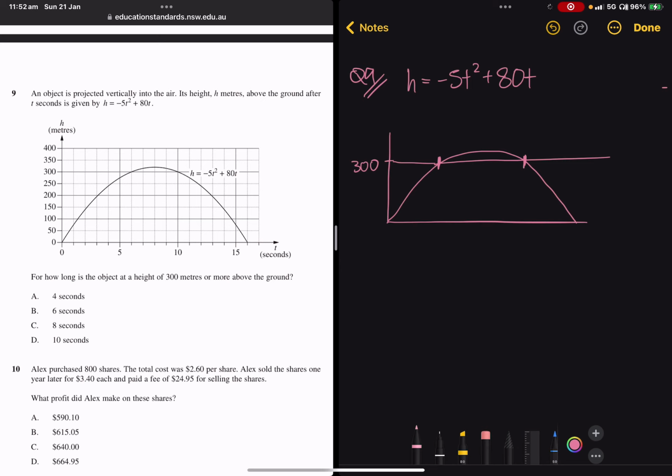Now from our graph we can see that the start is at 6 seconds. So this is 6 seconds. Now my graph here is not to scale. This is just a little example diagram, the thing on the page. And then the end is at 10 seconds. So after 6 seconds, the object gets to 300 meters and then goes above 300 meters. And then at 10 seconds, it gets to 300 meters, but coming down, and then after 10 seconds goes below. So that means there is a 4-second period where it is approximately at or above 300 meters. So the answer to this question must be A.